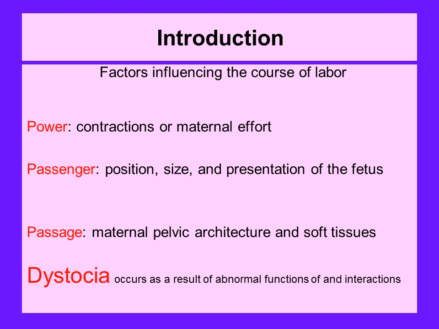Factors that influence the course of labor include powers, which is uterine contractions and maternal effort, the passenger, which relates to the fetal position, size and presentation, and the passages, whether they are bony or soft tissue. Dystocia or abnormal labor occurs if there is abnormality in any of these factors, or there is an abnormal interaction between these factors. For example, cephalopelvic disproportion is an abnormal interaction between the passage and the passenger.